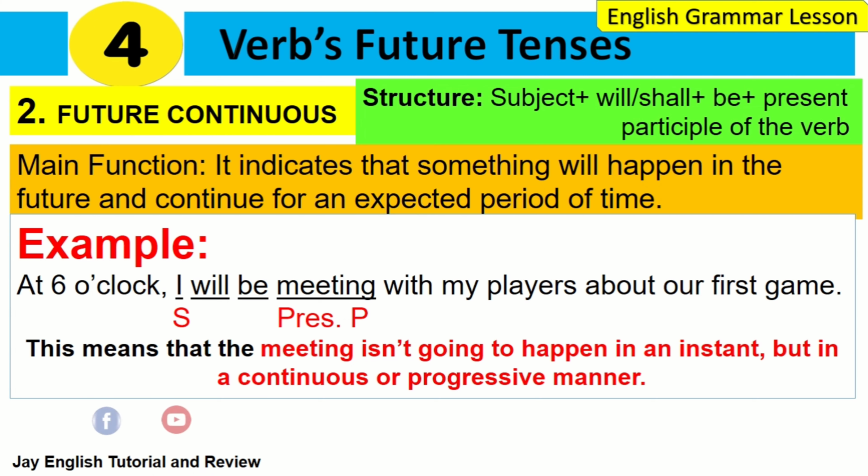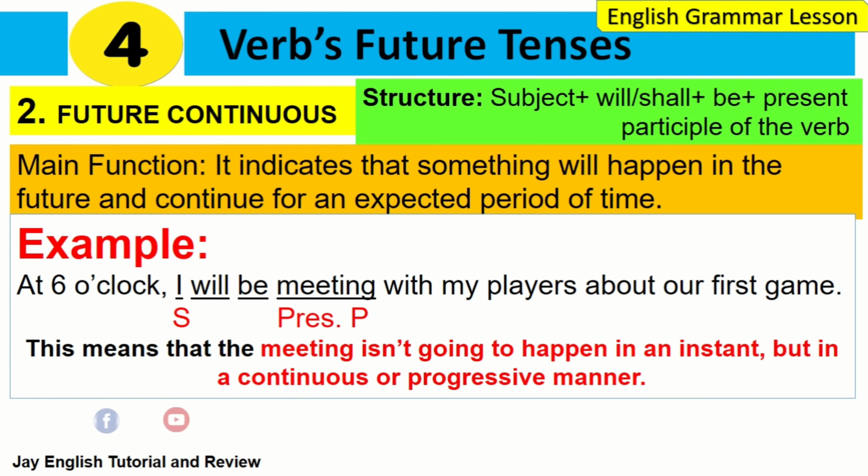Okay? Then the main function of the future continuous is to indicate that something will happen in the future and continue for an expected period of time. So it means that a certain action is going to happen, but it does not end immediately there. It has a time duration when that action is going to happen in the future. For example, at 6 o'clock, I will be meeting with my players about our first game.